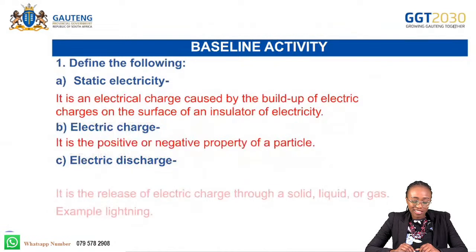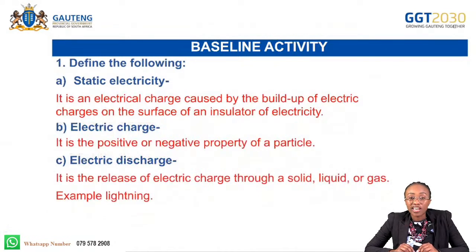And then 1C, what is electric discharge? It is the release of electric charge through a solid, liquid, or gas. For example, lightning. Take 1 minute to quickly copy down each of these definitions. Then after 1 minute, we'll answer question 2.